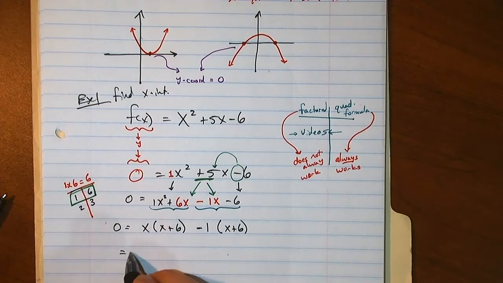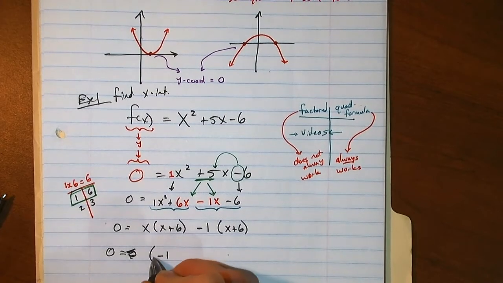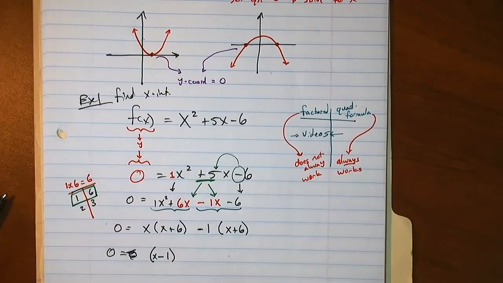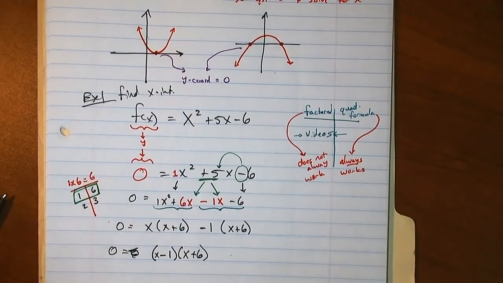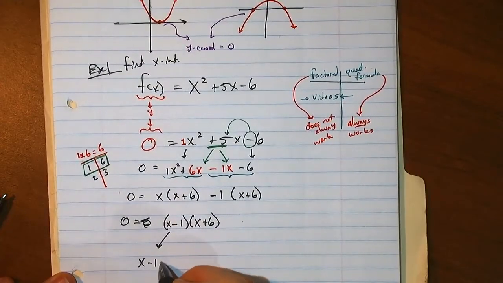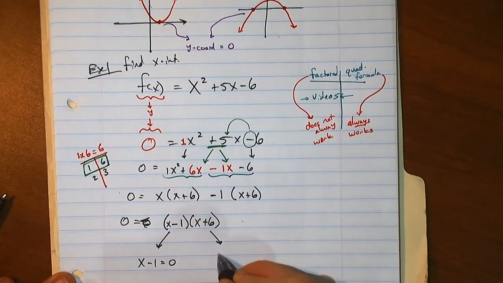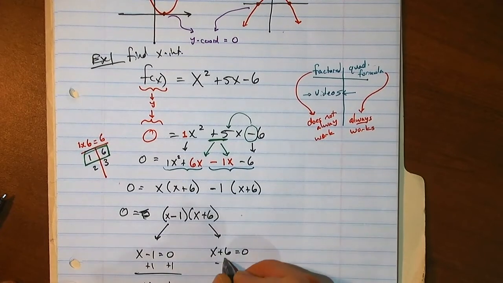And so, whoops, 0 goes on this side. The things on the outside of the parentheses become one set of parentheses, and the things on the inside of the parentheses become the second set of things, and that's my factorization. To finish solving, we took each one of those and set them equal to 0, and then we solved those equations for x.